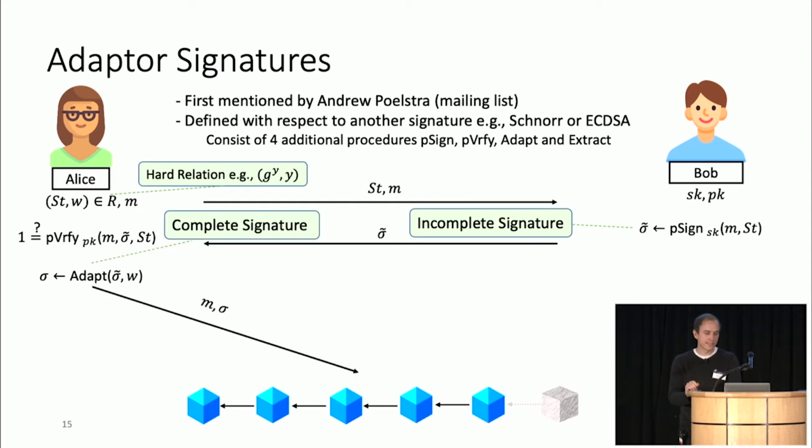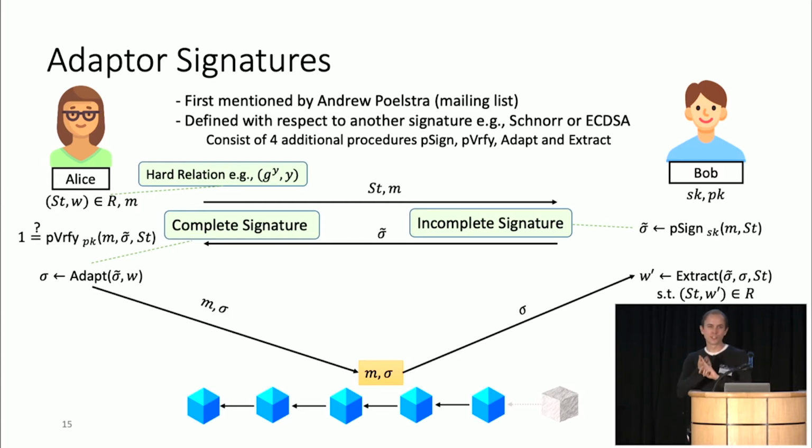With this signature, if, for instance, the message was a transaction, Alice can post this transaction on the blockchain, where obviously Bob will see it, and Bob, using this complete signature, the pre-signature and the statement, can extract the witness. And this will be a witness for the statement.